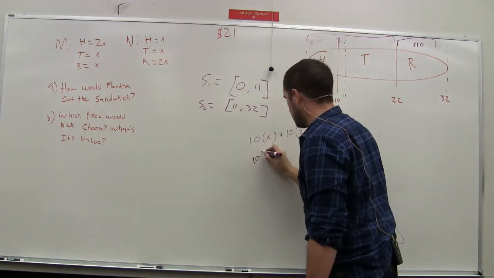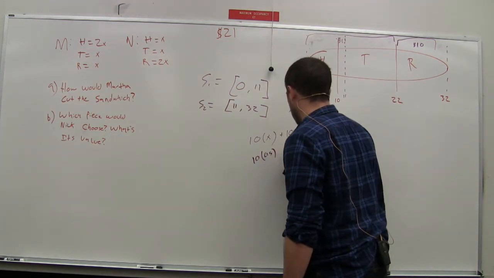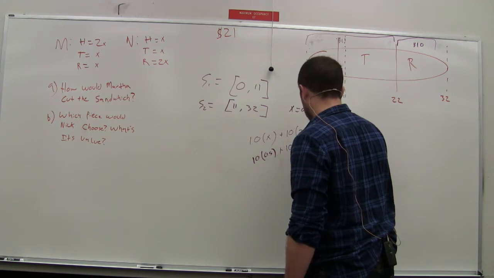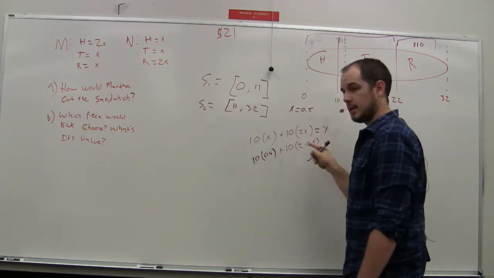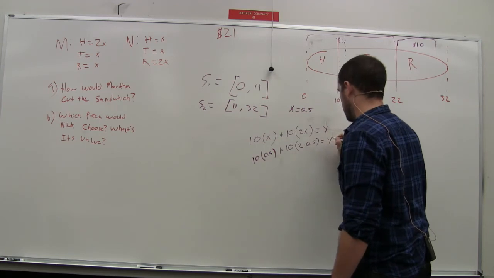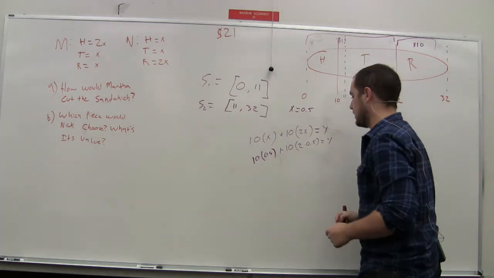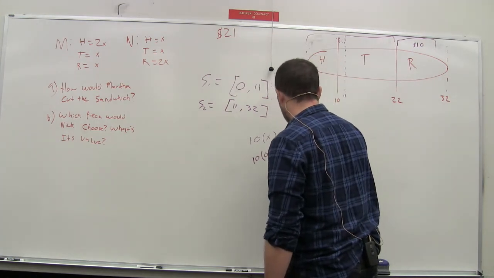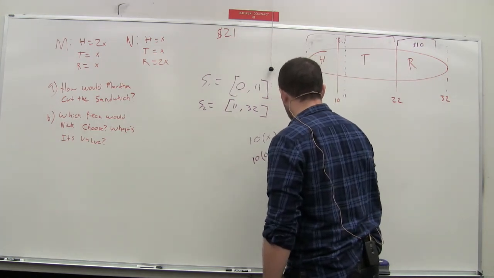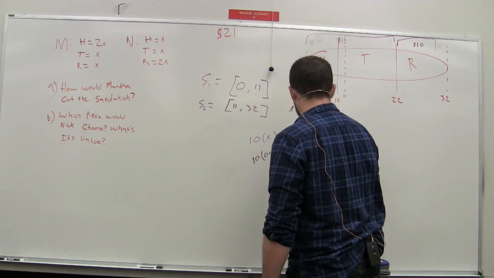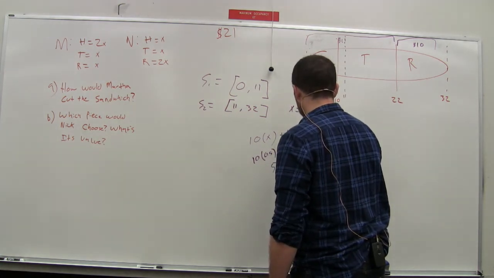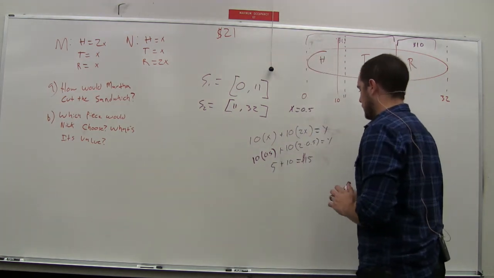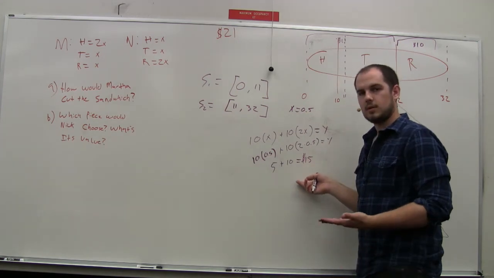So we'll get 10 times 0.5 plus 10 times 2 times 0.5. Again, 2 times x. That's going to equal the value of slice 2 in Nick's eyes. So we'll just go ahead and solve these. We have $5 right here plus $10 right here. And that gives us a total of $15. So now we know that S2 is worth $15 to him.